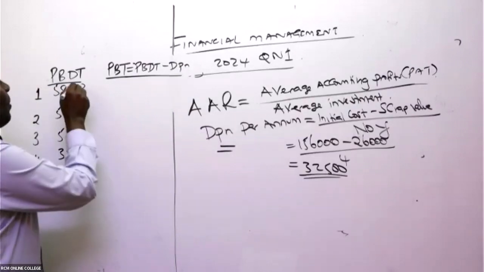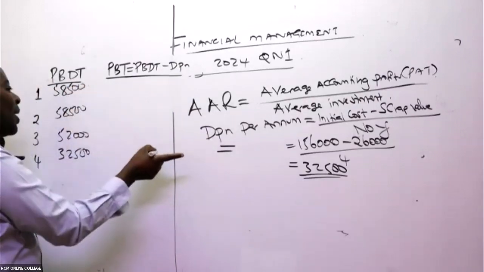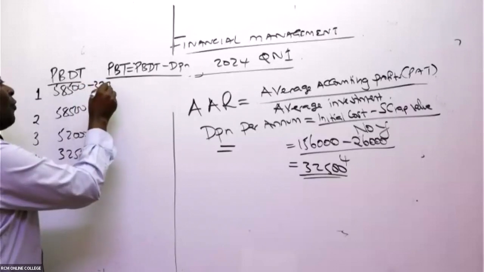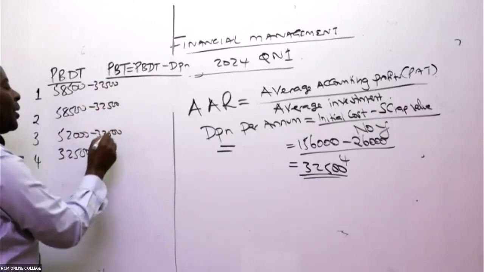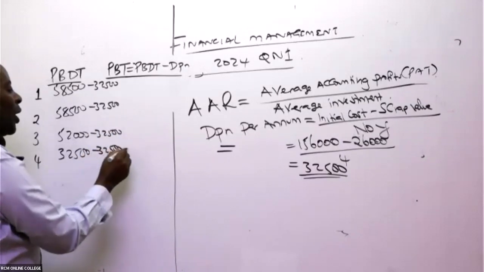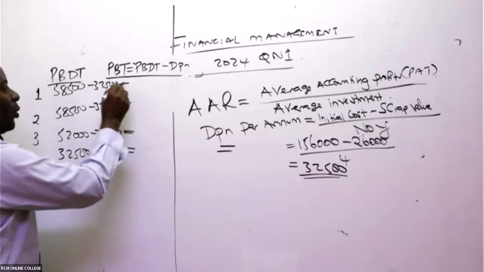So you take each of these years, remember that is per year, and you take away 32,500 each year. Remember, this is straight line, and in straight line we expect depreciation to be the same throughout.